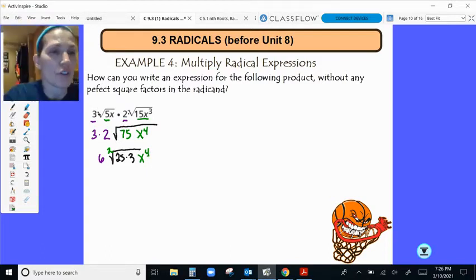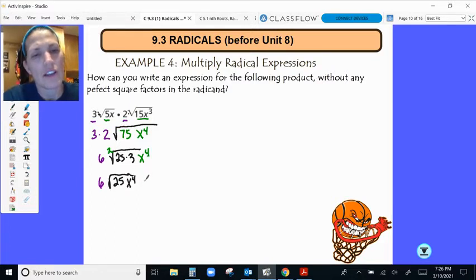Okay. So what we're going to do here is we're going to take, this is going to be 6 again. I'm going to put all of my perfect squares under one radical. So I have my 25 as a perfect square. My x to the 4th is a perfect square. And then my 3 is not. So I'm going to separate those into a different one. Okay. So 6, remember this is times. Square root of 25 is 5 times the square root of x to the 4th. Remember that power divided by my index 2 will be x squared. X squared times the square root of 3.